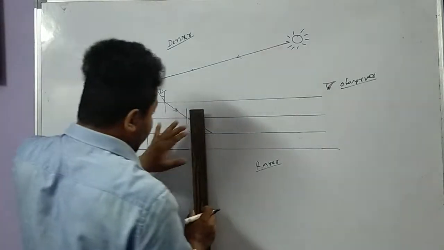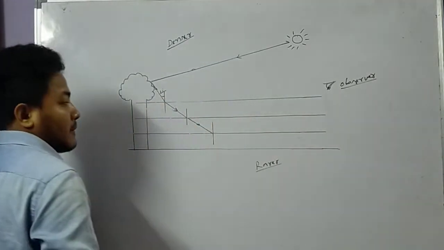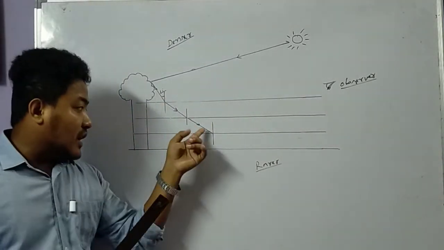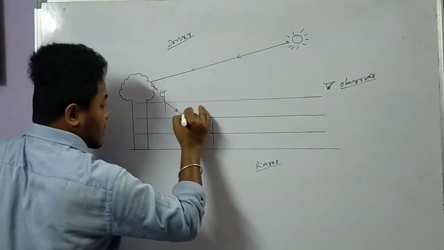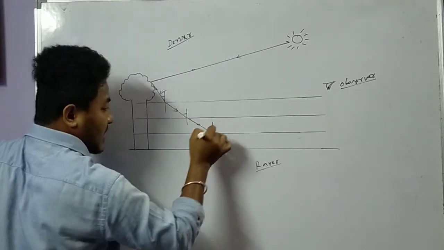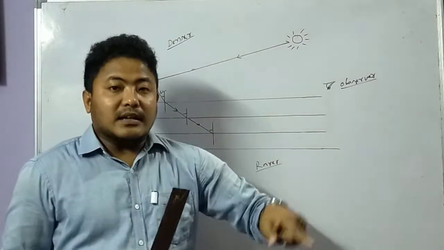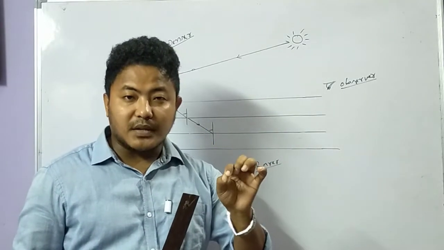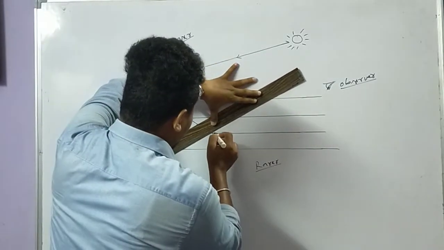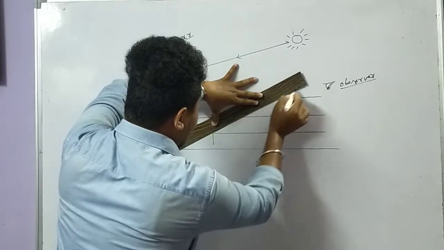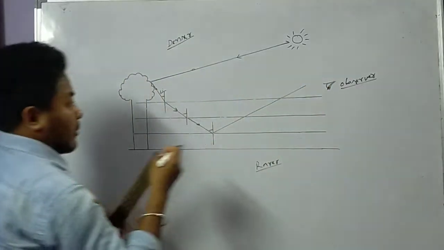At one point, as we know, the angle of incidence will become greater than the critical angle. Once the angle of incidence becomes greater than the critical angle, the ray will go back to the same medium from where it came, as we have studied. That is how it will reflect back into the same medium.